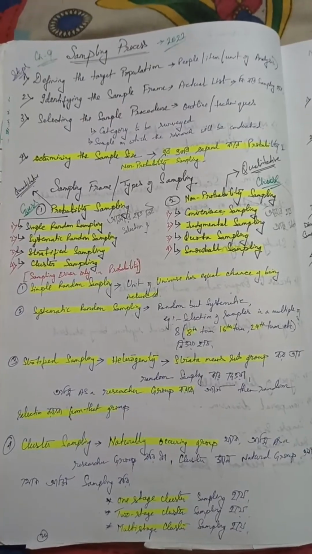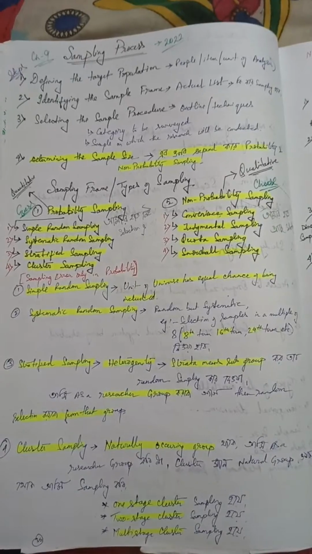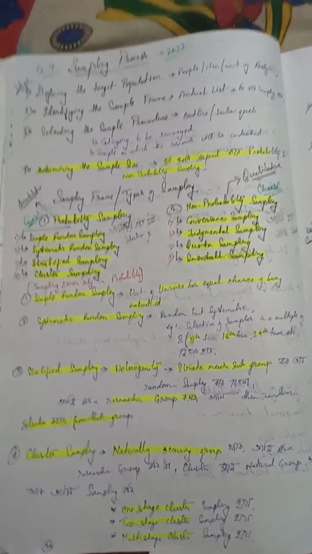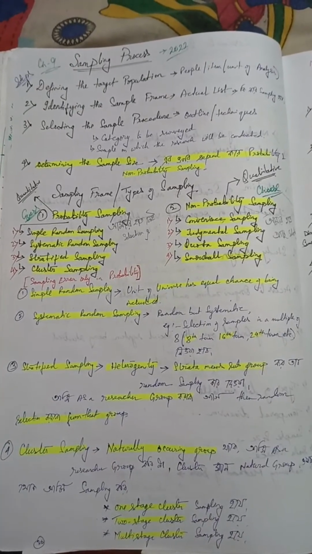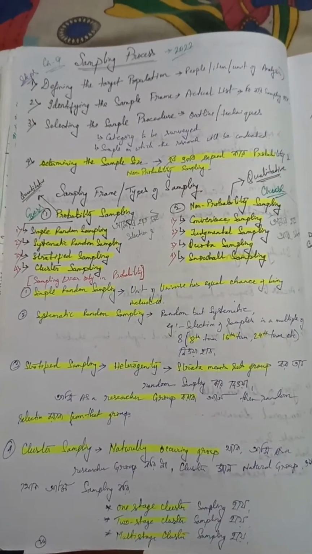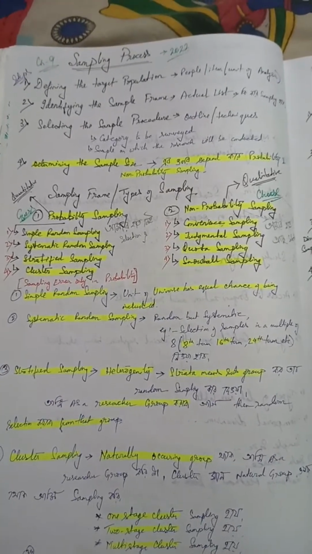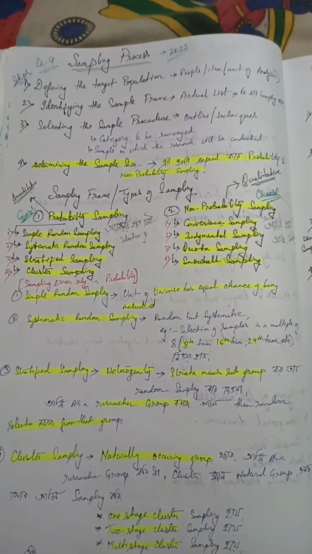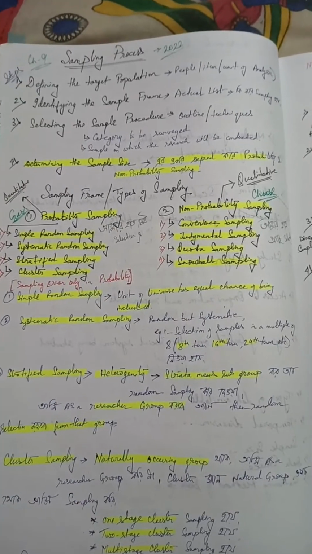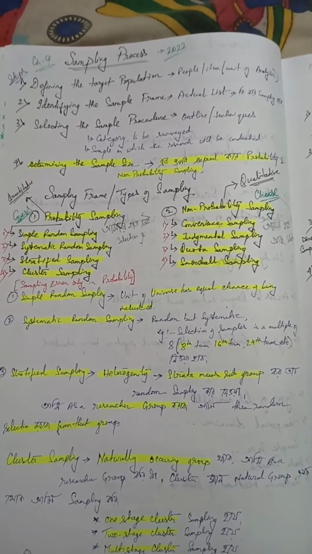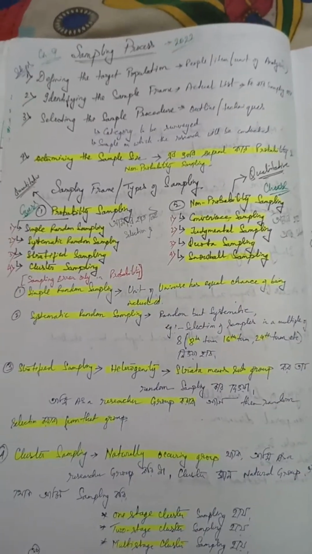So what are the steps in the sampling process? First of all, we need to define the target population. That means identifying the entire group about which you want to draw conclusions. Is it clear? After that, the second step is to choose the sample frame. We have to create a list or accessible source of the population members. That means which is accessible.